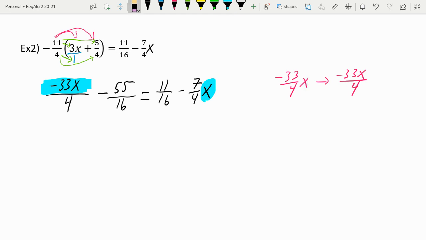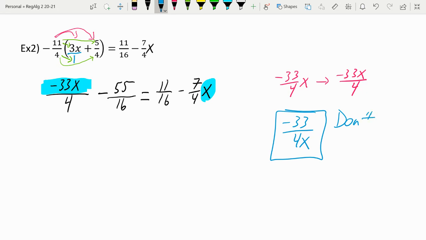The only place that you cannot write it is as negative 33 over 4x, with the x in the denominator. This is totally different. So don't write it in the bottom. That's a totally different problem. There are problems like that, but we're not doing that.